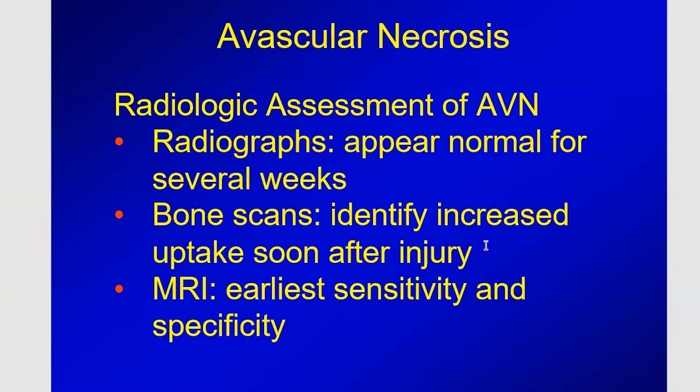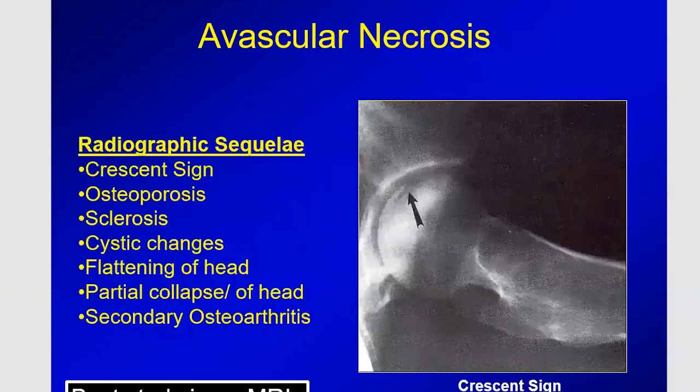Really and truly, this person needs to have an MRI. Typically, this is not going to show up very well on an X-ray or radiograph. MRI is going to have the earliest sensitivity and specificity. On a radiograph, though, you will see some changes, such as a flattening of the femoral head. Sometimes you actually see a partial collapse of the femoral head, and you'll see what's called a crescent sign, where it actually looks like a little crescent moon in the femoral head, generally denoting an area where there's less bone mass.